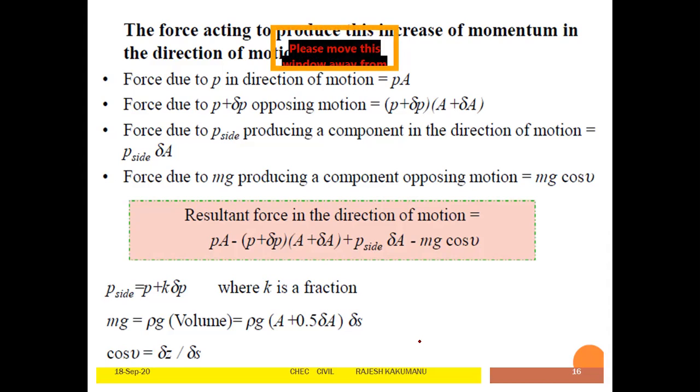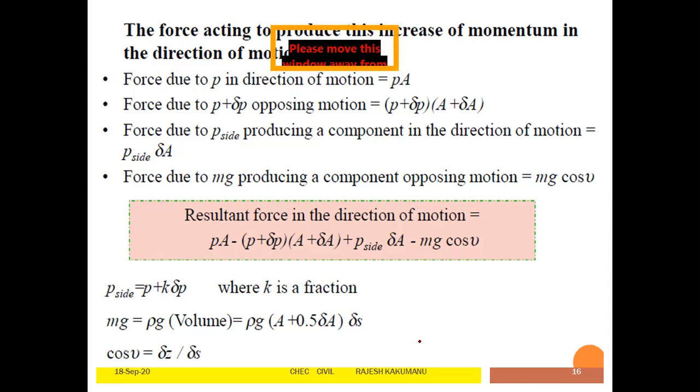Now, the force due to the mg producing a component opposite to motion, mg cos θ, is equal to the resultant force in the direction of motion, which is PA minus (P plus ∂P)(A plus ∂A) plus P' ∂A minus mg cos θ. Now, what is P'? That is equal to P plus K times ∂P. What is K? K is a constant or a fraction.